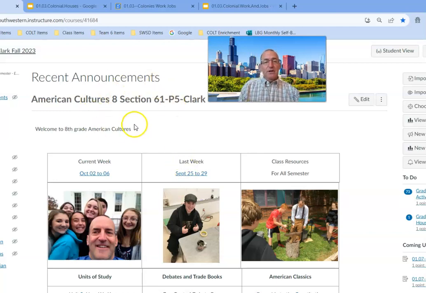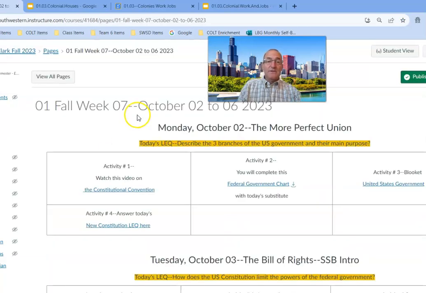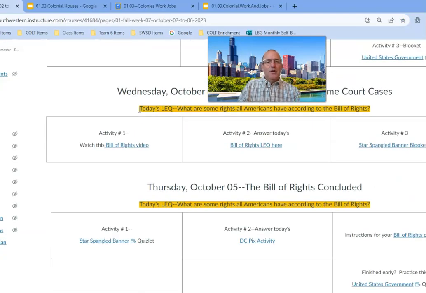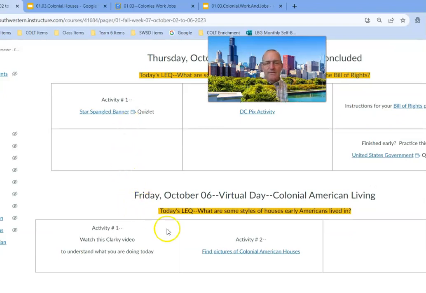So you'll notice on the screen here, I have Canvas up. You've probably already found Canvas if you have found this video. But right now we're in October 2nd to 6th because today is Friday, October 6th. You'll scroll down to today's Canvas. You're going to go to activity number 2, finding pictures of colonial American houses.